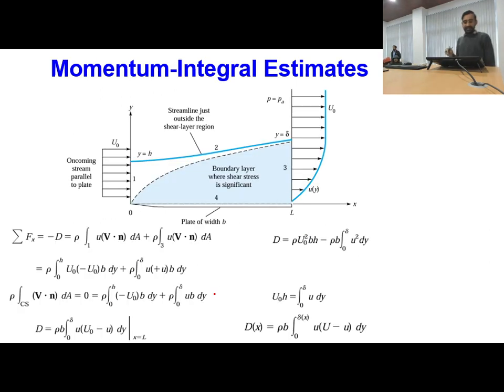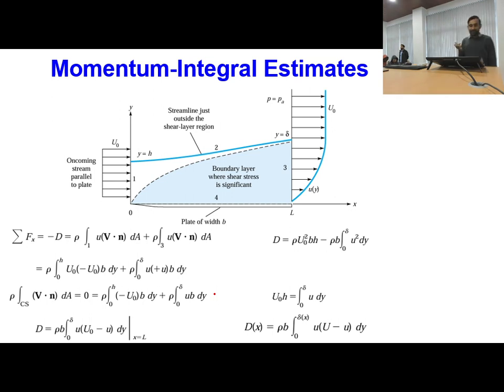Okay, then one very famous equation comes, which is called the momentum integral estimate, and the momentum integral estimate was given by Karman. This was initially given for the approximate solution of boundary layer flows. By using this momentum integral equation, we can have an approximation of the velocity profile, and by using that velocity profile I can determine different boundary layer parameters.